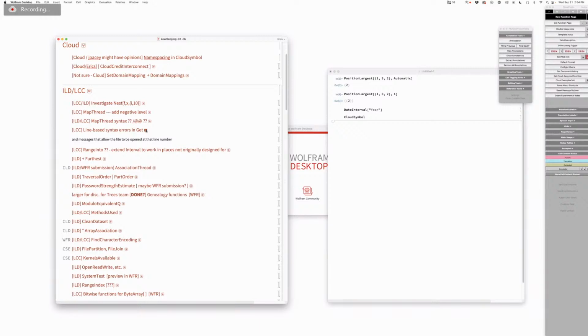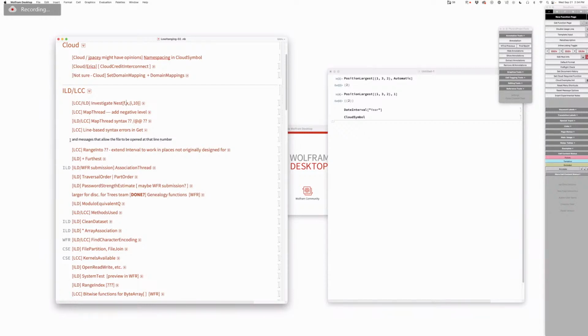Okay. So this particular one here, right? Right now, when Get finds a syntax error in a file, can somebody speak to this? Does anybody know how this works? Not internally, no, probably. But functionally to the user, it just says syntax error, right? And I think it says it on line blah. Is that true or not? It usually tries to include a line number. Okay, so this says that allow the file to be opened at that line number.